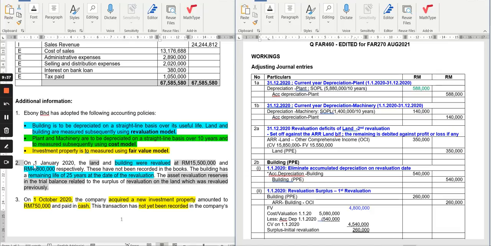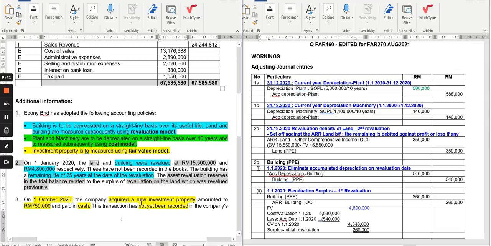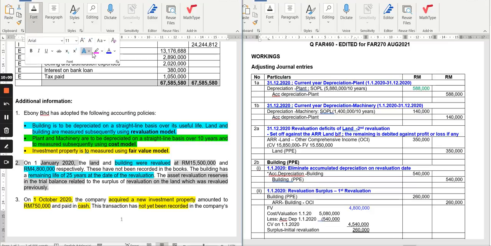Now we're going to do the second part, which is the adjustment relating to the building, and also the adjustment on the building here is because there was a revaluation, and as well that is done also for land. So 1st January 2020, the land and building. Look at the date. The date is at the beginning of the year. So if it is done at the beginning of the year, you need to do the adjustment at the beginning of the year.